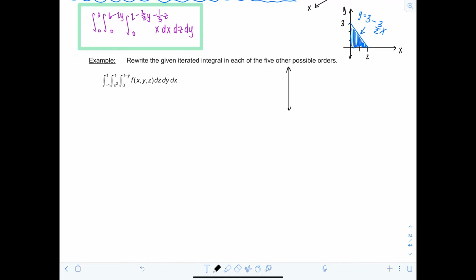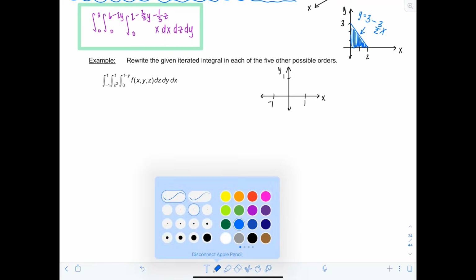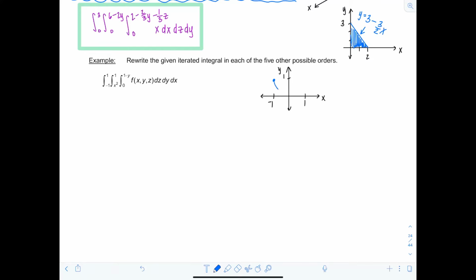So here's the xy plane. The limits for x are from -1 to 1, and then the lower limit for y is x squared and the upper limit is 1. That means it's bounded below by this parabola and above by the horizontal line y equals 1. So that's what the base of our solid looks like.